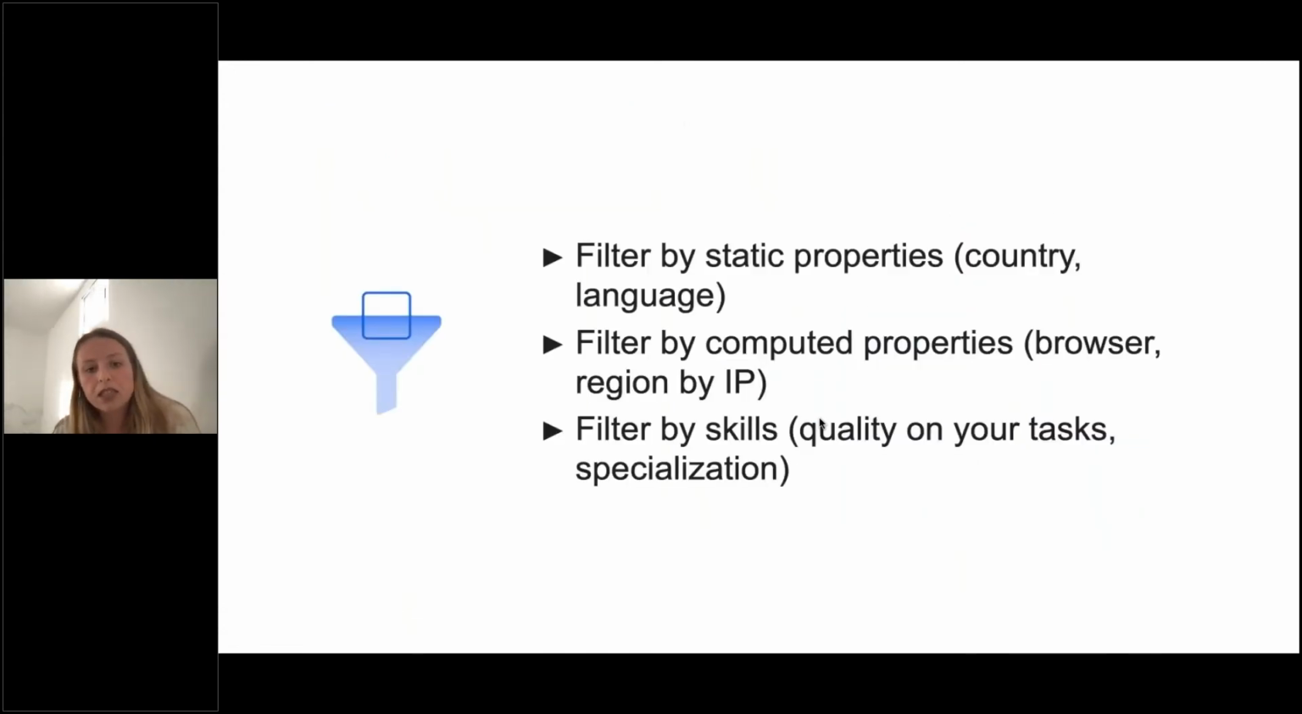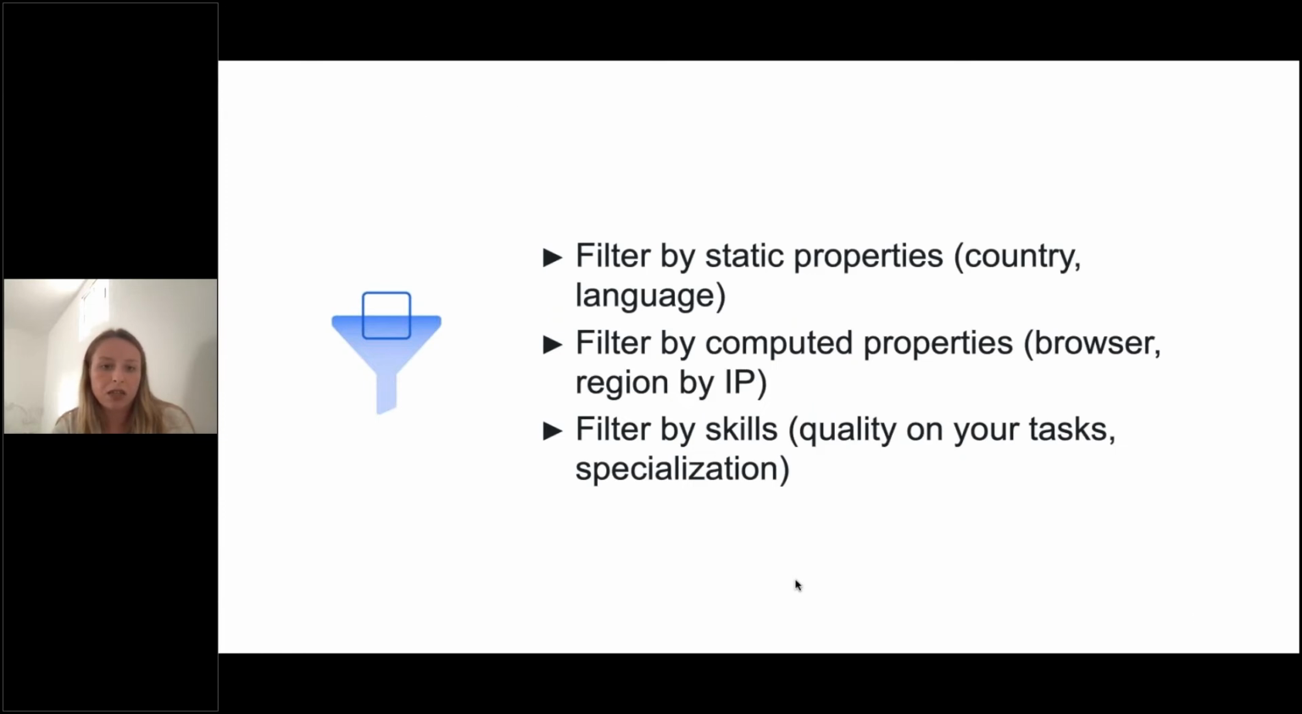and my suggestion here is that you should always think about filtering people maybe by country if you need, by language, also by some computed properties such as what browser they are using or what region their IP address is showing. And last but not least, you could filter them by some skills that they possess.